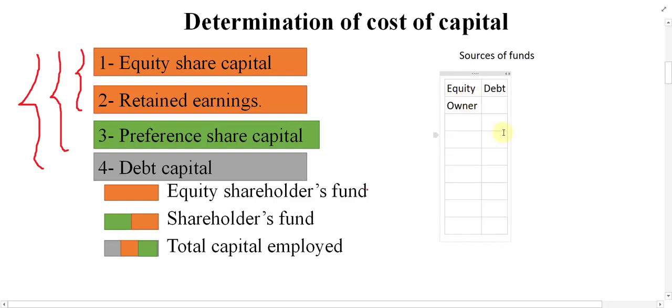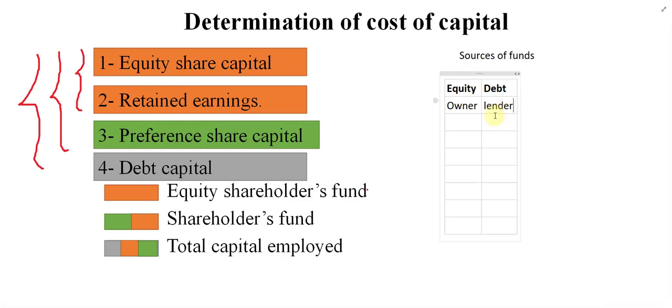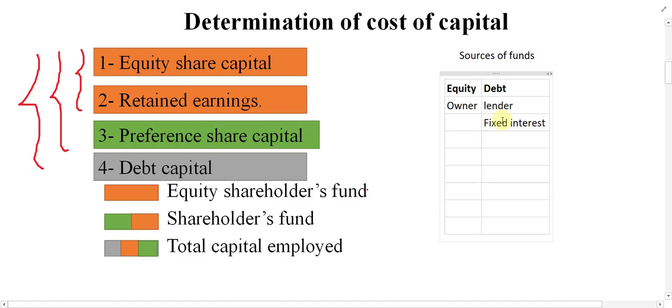Anyone who provides capital to the business under equity, let me highlight this one, or make it at least a bullet, they are basically owners of the business, right? But anyone who provides capital to the business under debt, basically they are the lenders, right? One difference. Second difference is anyone who provides capital to the business under debt, basically they charge fixed interest. They charge the fixed rate of interest.